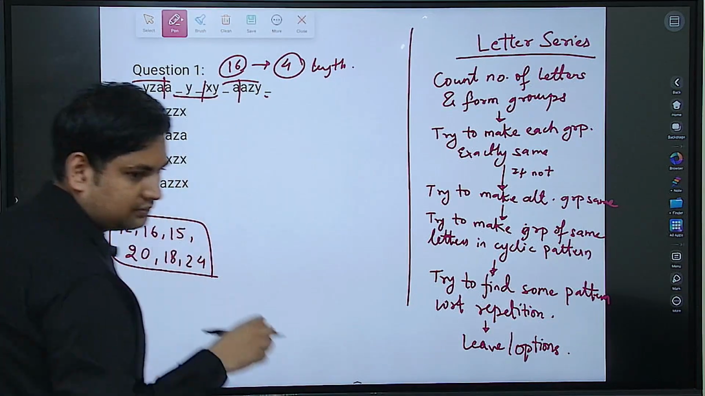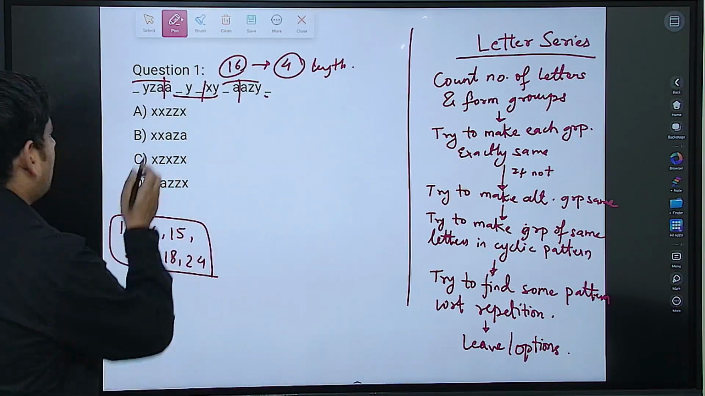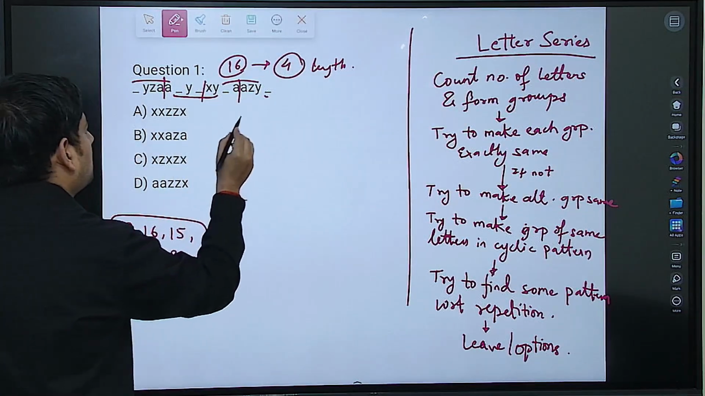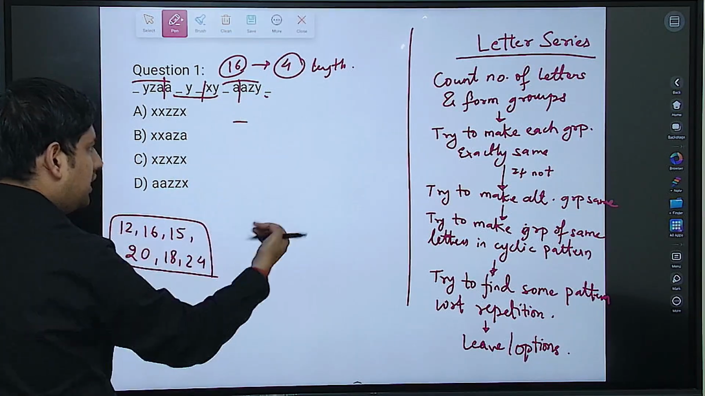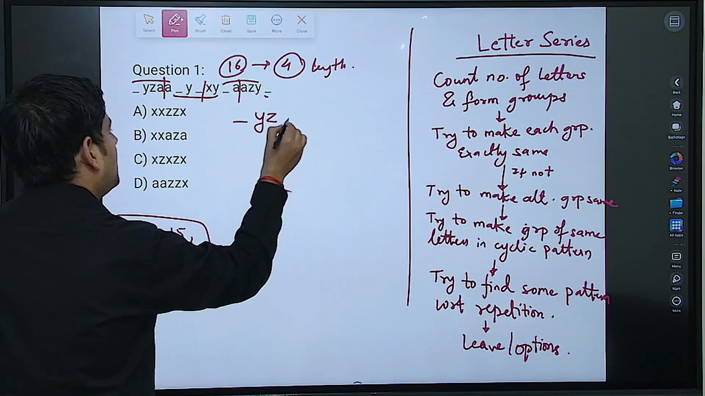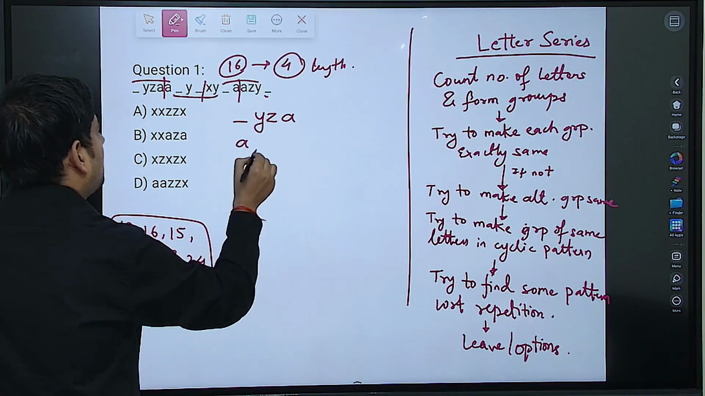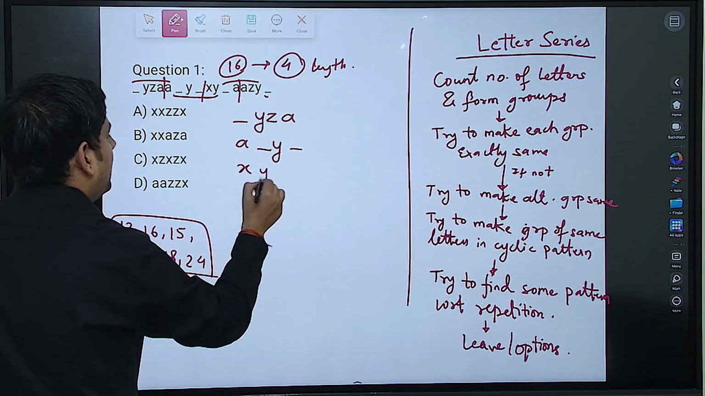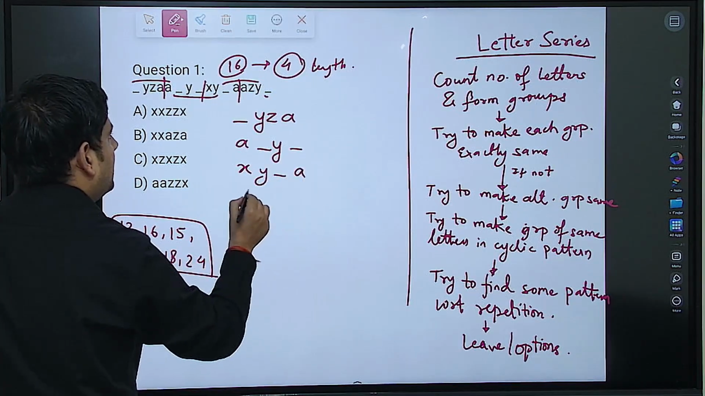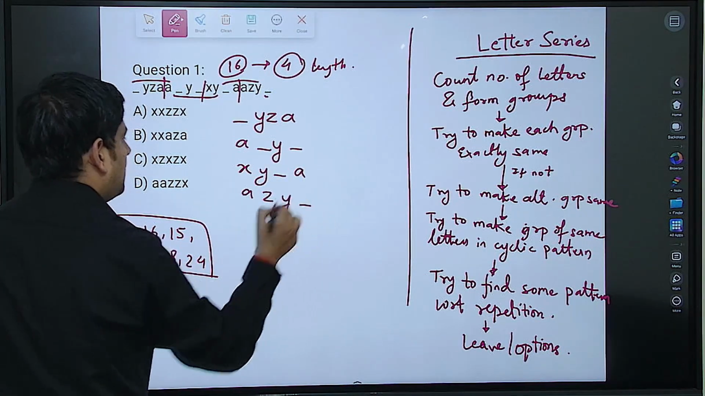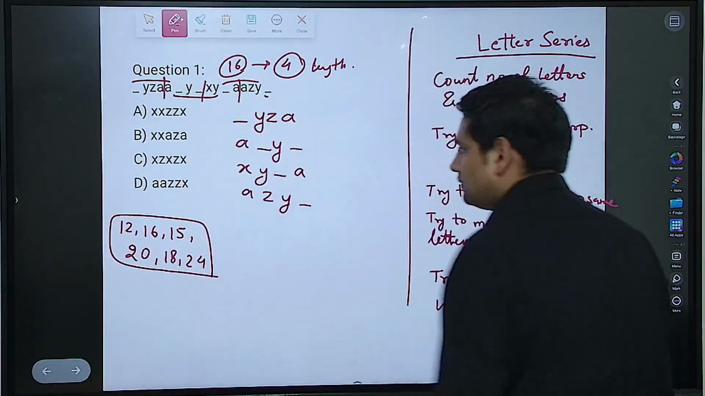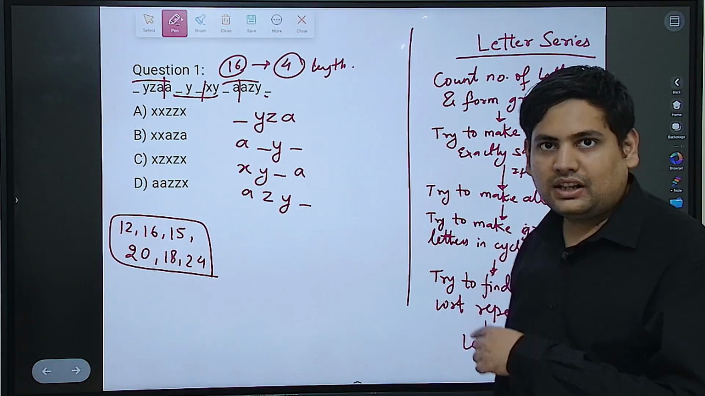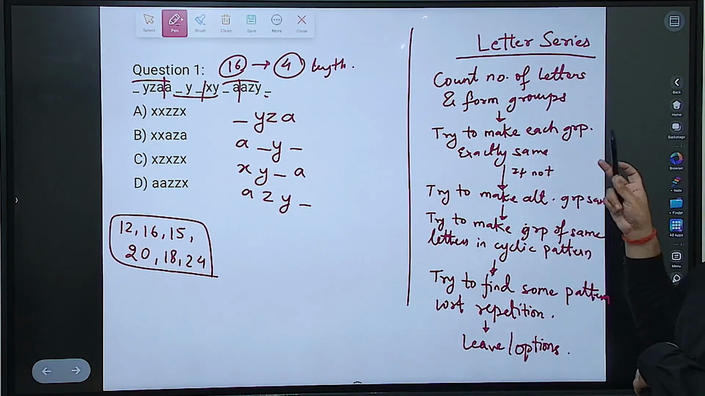So this is a 16 letter series. So groups will be of 4 letters. I have divided it into 4. Now you write it one below the other. So this becomes Y, Z, A. Then A dash Y dash. Then X, Y dash A. Then A, Z, Y dash. Now see carefully. Can you make these groups exactly the same? First thing that we try to do is this thing.